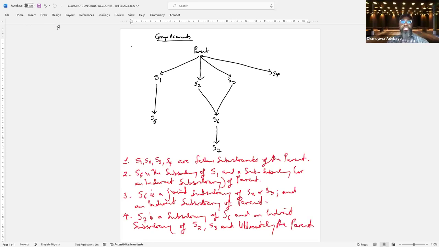Do we understand this that way? Okay. That is that. Any question at this point? If there's no question, now, let's lay foundation for group accounts, okay?